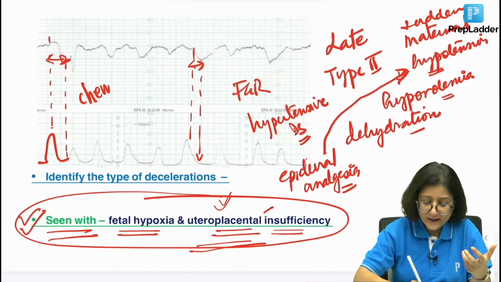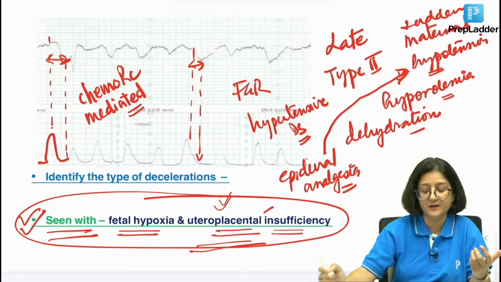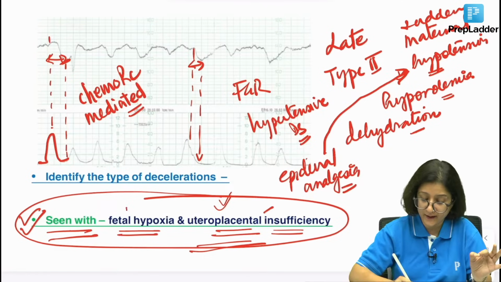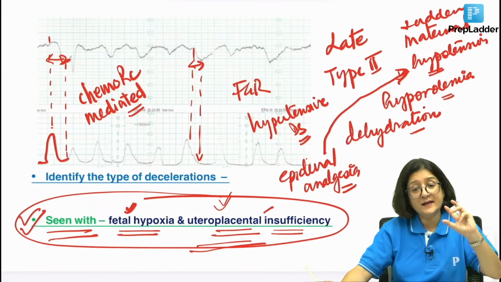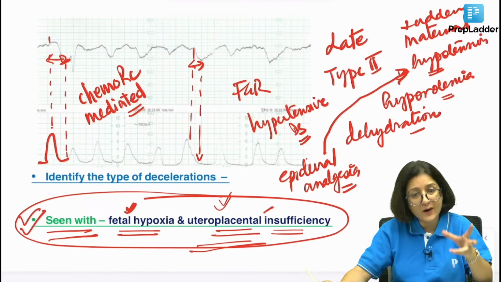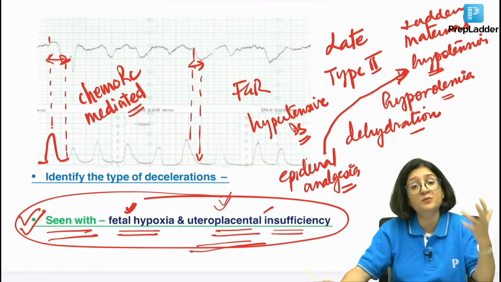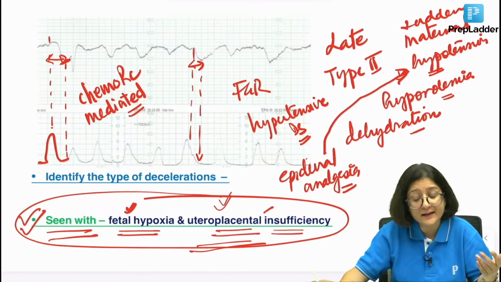These are chemoreceptor mediated. Remember that, chemo, hypoxia, right? So they are picking up the low oxygen tension and more of carbon dioxide in the blood of the fetus. So chemoreceptor mediated. Remember it like that.